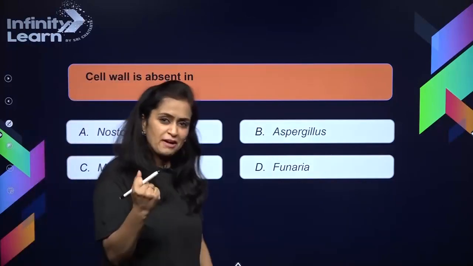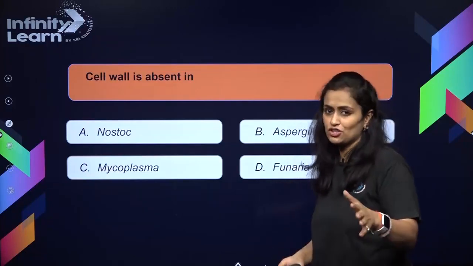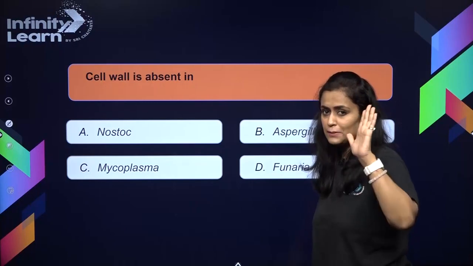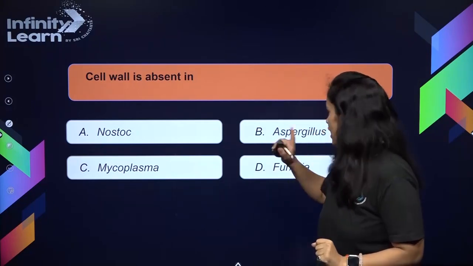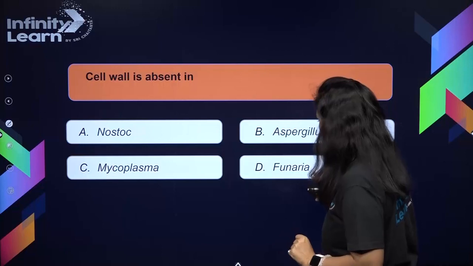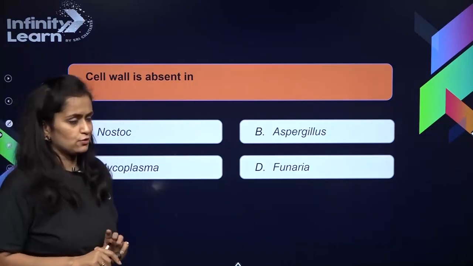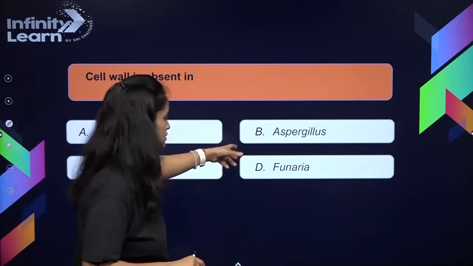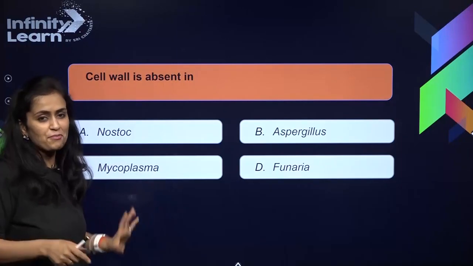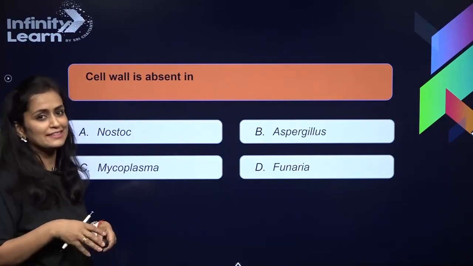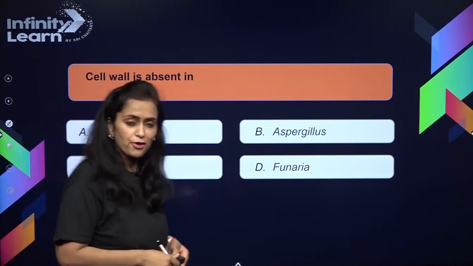Now it's time, my dear students, to challenge ourselves with a question. Can you answer this question? Answer it in the comment box. Cell wall is absent in Nostoc, Aspergillus, Mycoplasma or Funaria. Let me tell you: Funaria is a kind of moss, Aspergillus is a fungus, Nostoc is an alga, and Mycoplasma is a kind of bacteria which lacks the cell wall. Fantastic. If you gave this answer, bravo, correct.